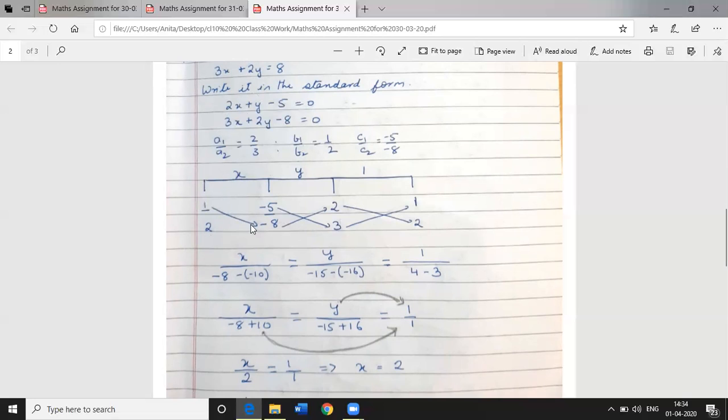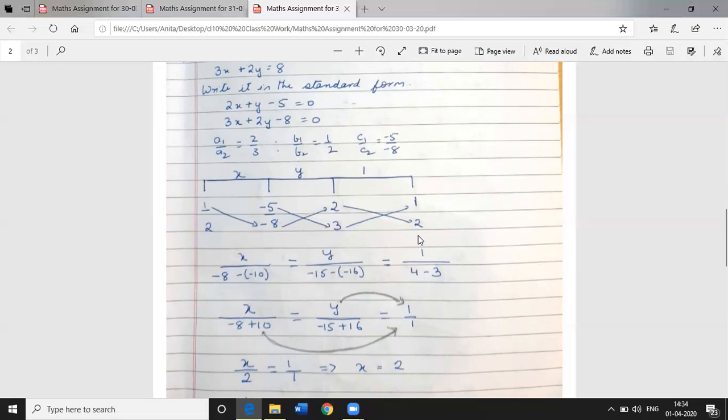Can you see this? A cross multiply. 8 with minus 1 is minus 8, with 1, minus 8. Within bracket it is minus 10. Can you see this? It is minus, and when you multiply this, it's minus 10. Okay, the next one, y minus 15 minus, again this is minus 16, is equal to 1. What is this now? 4 minus 3.